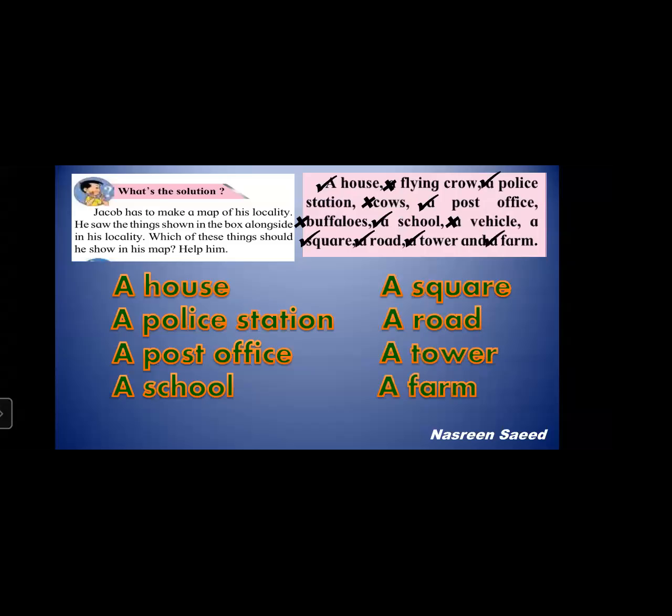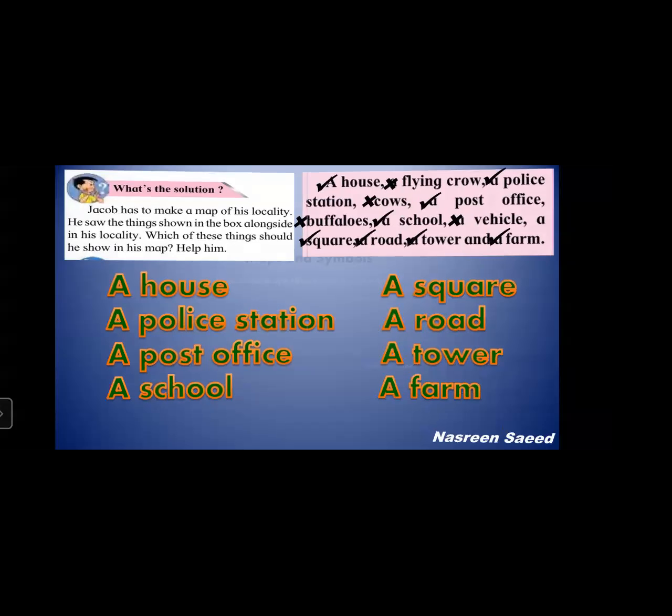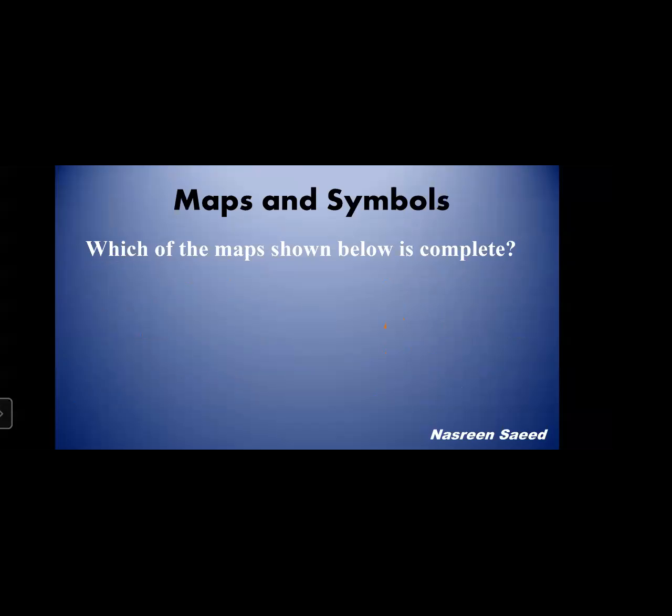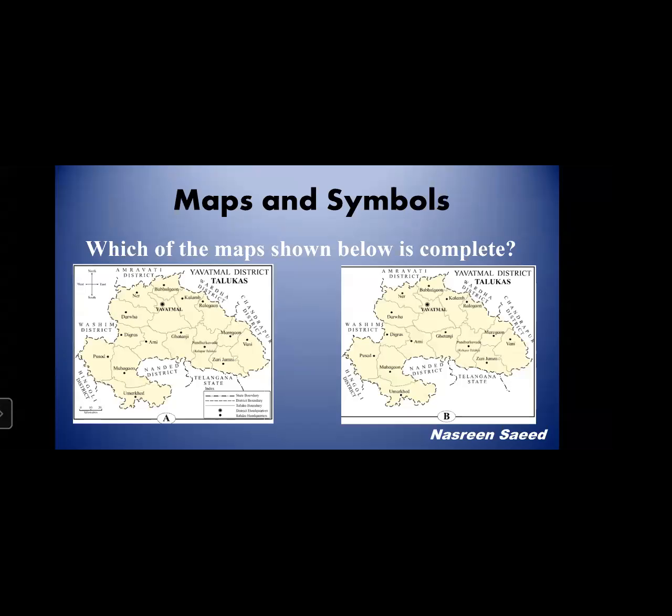Okay. Now the next question is of textbook page number 91. Which of the maps shown is complete? Two maps are given, map A and map B. Now, how are we going to understand which is complete and which is incomplete? Let us see. First, name of the map, the title, Yavatmal District Talukas. It is there, so this is complete.